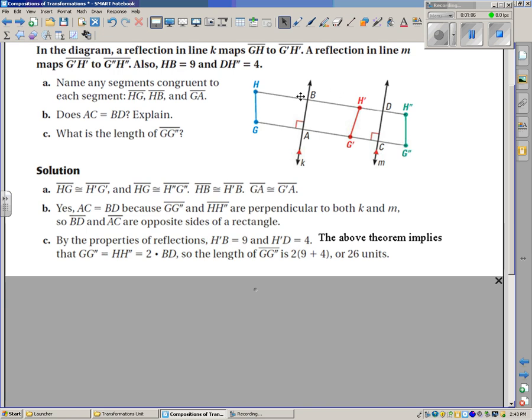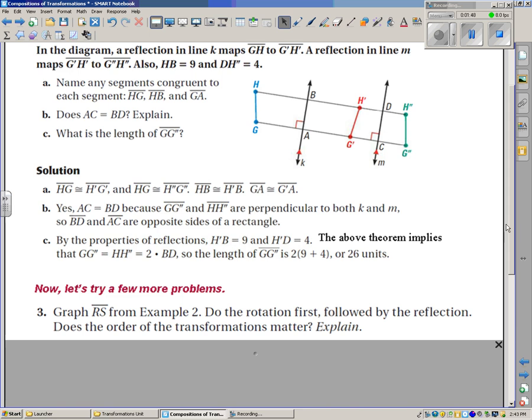AC is equal to BD because we basically have two lines perpendicular to the same line, so the distance is congruent here. And since these two lines are also parallel, we've got opposite sides of a rectangle, so BD is equal to AC. And by the properties of reflections, since H prime B equals 9 and H prime D equals 4, then the distance between K and M is 13, and so the length of G double prime and H double prime is 2 times that distance, so it's 26 units.